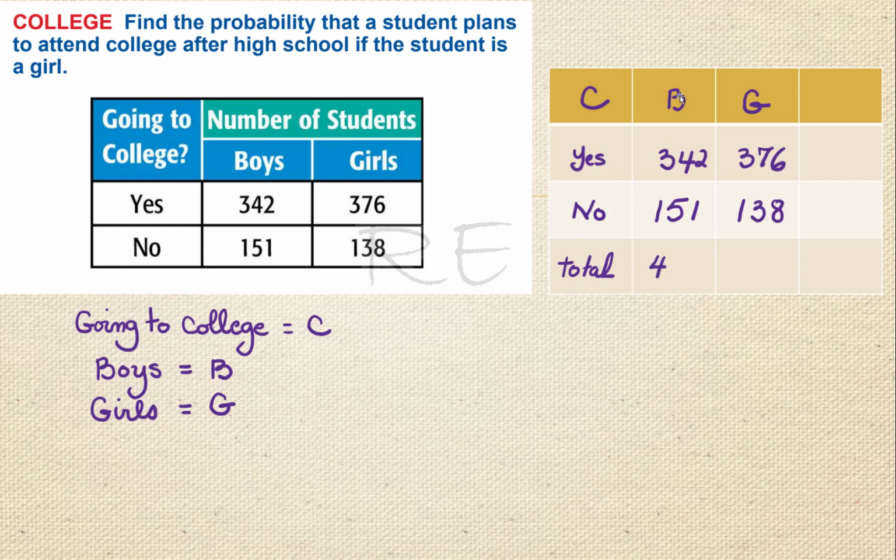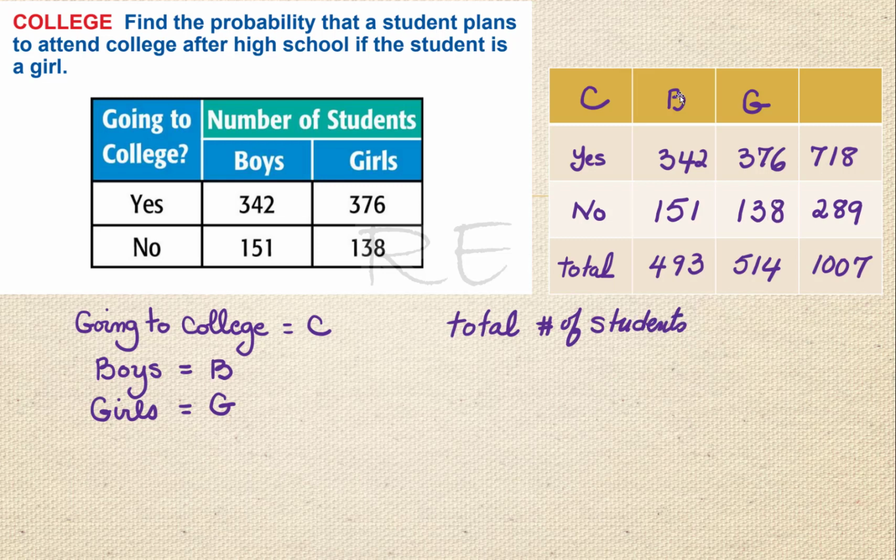The number of boys in total is 493. The number of girls in total is 514. The total number of students is 1,007. The total number of students going to college is 718. The total number of students not going to college is 289. Now we see that by adding an extra column and an extra row, we get more info about the data. So the total number of students is 1,007.